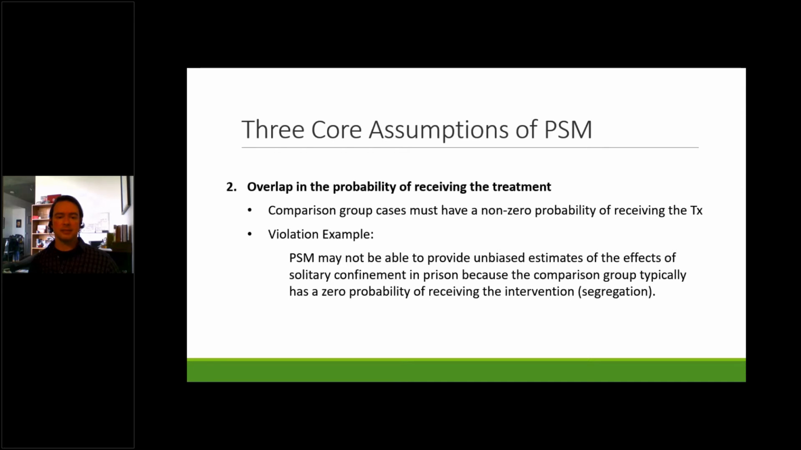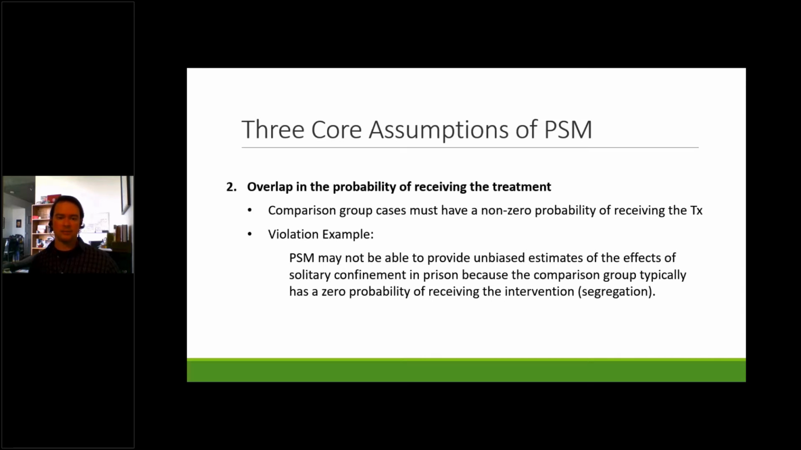The second assumption is that there is some degree of overlap in the probability of receiving the treatment between the treatment and comparison cases. So the comparison group cases must have a non-zero probability of receiving the treatment. In other words, if you don't have eligible people in your comparison group that could have received the treatment but didn't, then you cannot really compare those groups.